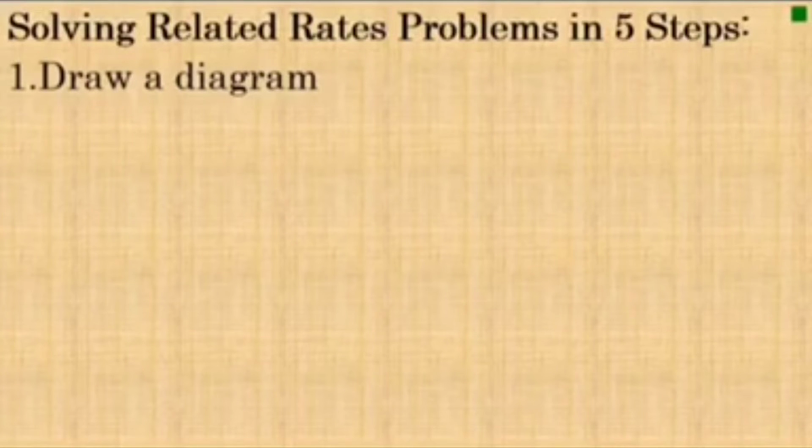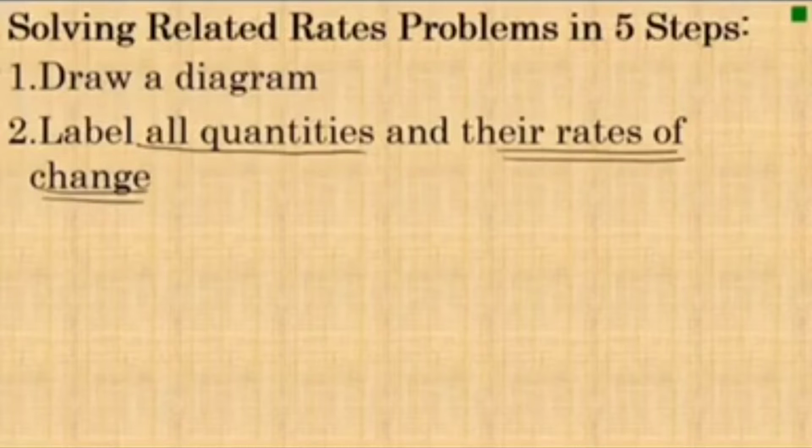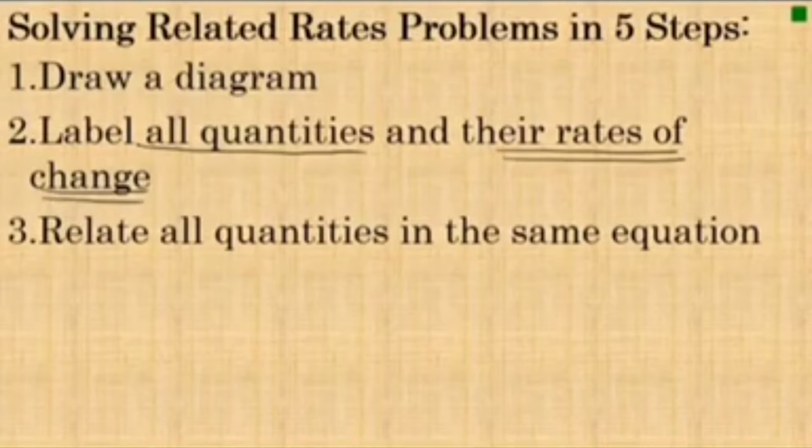There are 5 steps on how to solve related rates problems. Firstly, we need to draw a diagram. This is needed because we need to visualize how it would look. Secondly, label all quantities and the rates of change. This is important because we need to know if it's in seconds, hours, or minutes. And thirdly, relate all quantities in the same equation, because in order to find the answer, we need to use the same formula.